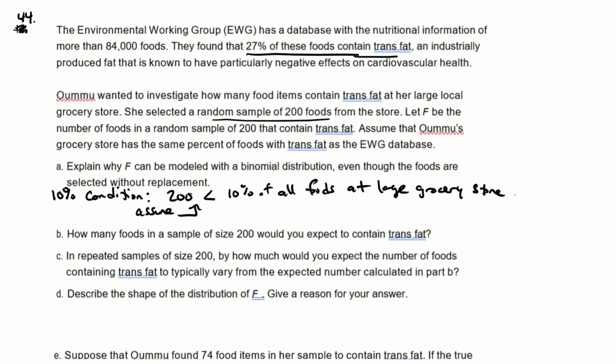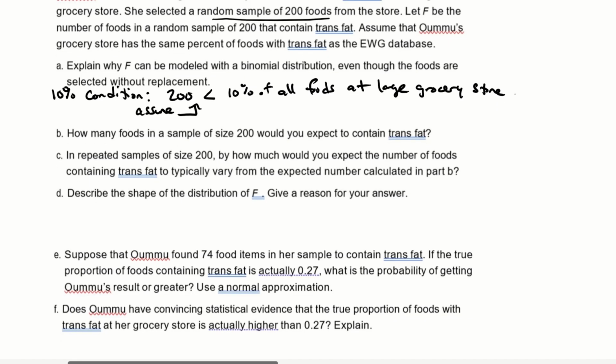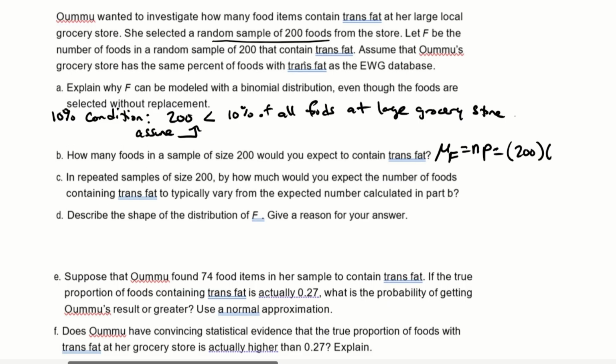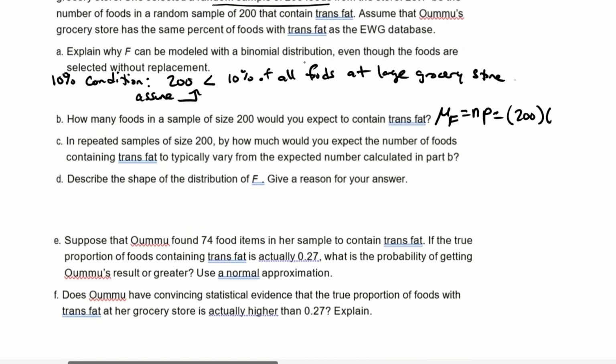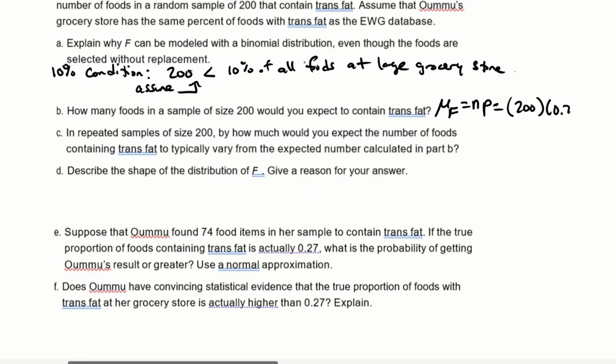B, how many foods in a sample of size 200 would you expect to contain trans fats? So we have to calculate the mean. Remember, the mean is n times p, which in this case we have 200 foods times the probability was 27%. That's my p, okay? That would be 54 foods.